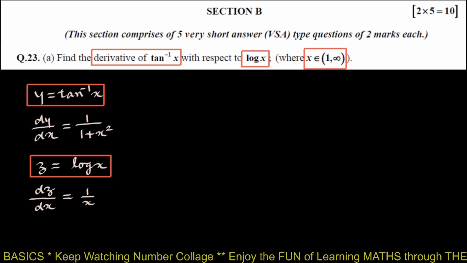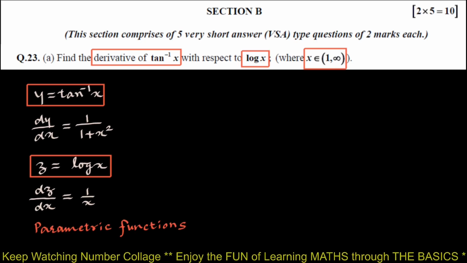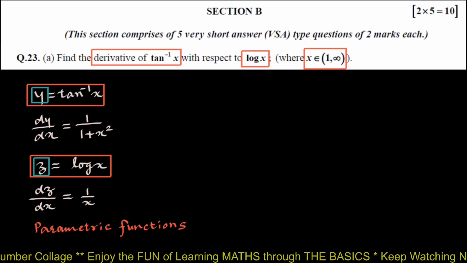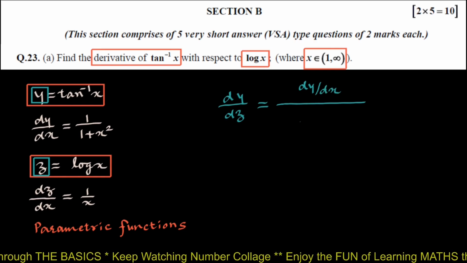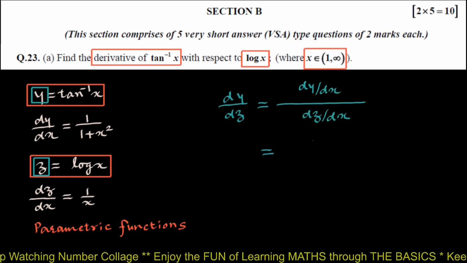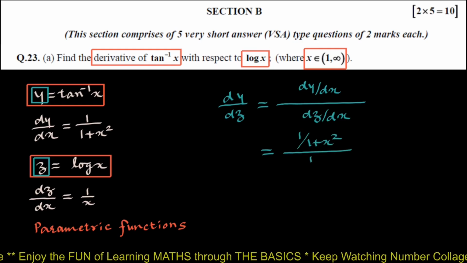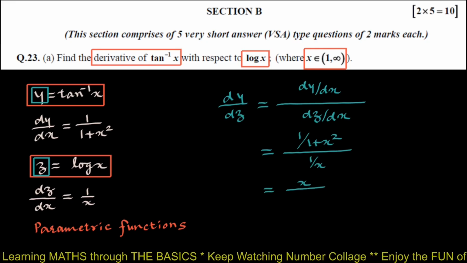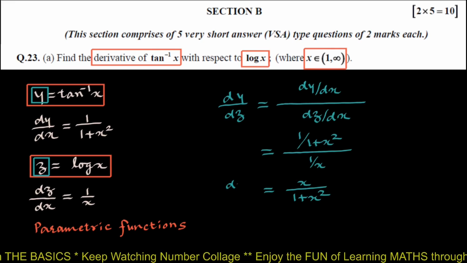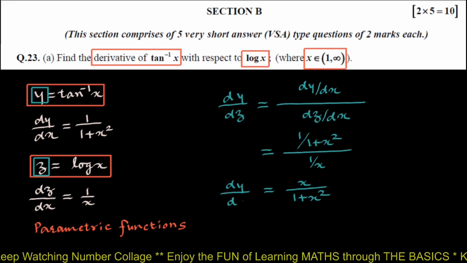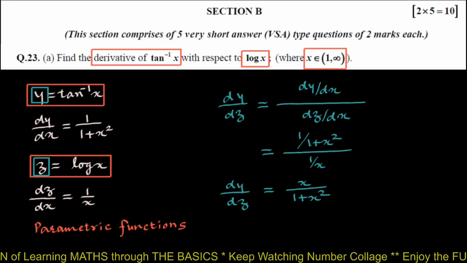So this is a case of parametric functions, and in case of parametric functions, the derivative of y with respect to z will be dy by dz equals dy by dx upon dz by dx, which is 1 upon 1 plus x square upon 1 upon x, that will be x upon 1 plus x square. So we have the derivative of tan inverse x with respect to log x, that is dy by dz, equals x upon 1 plus x square.